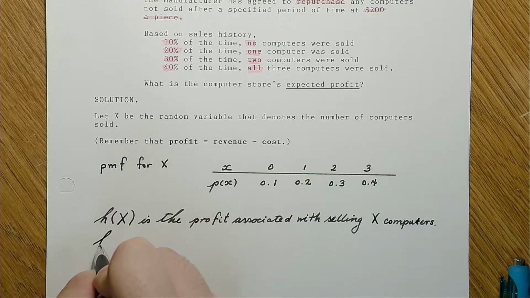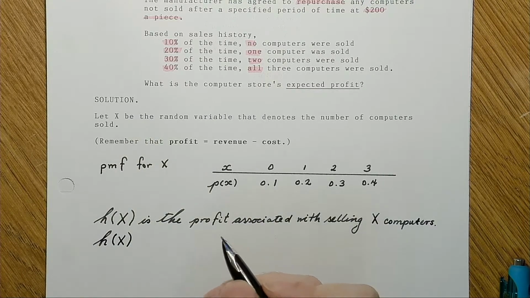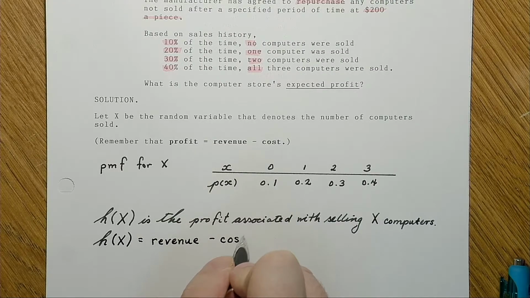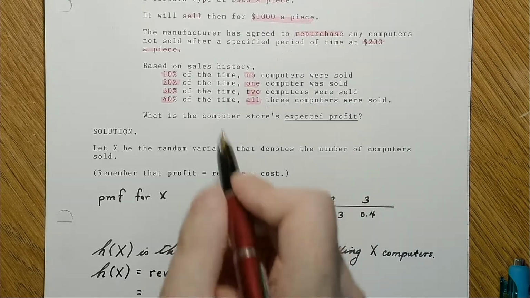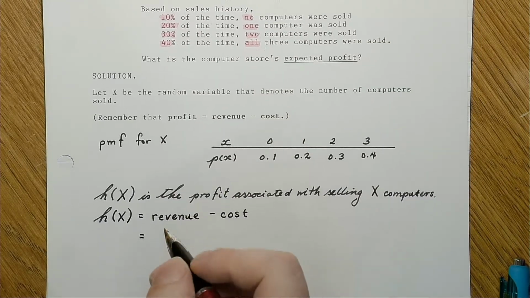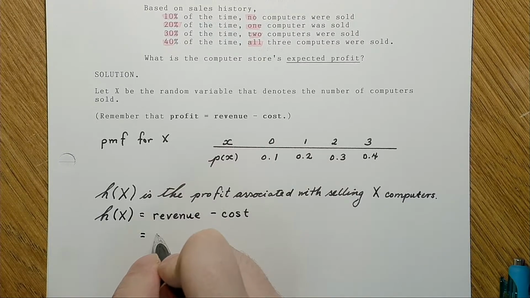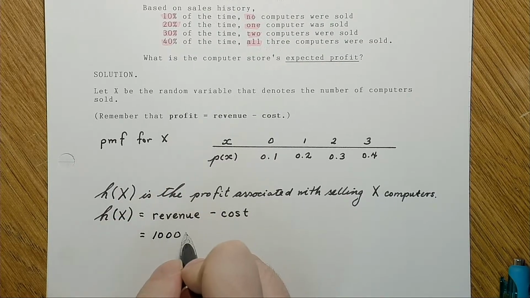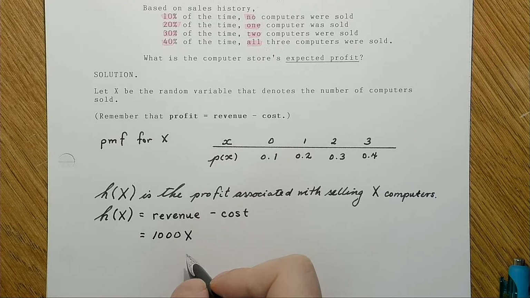So again, we just have to build some of our functions now. Again, this is part of modeling. We have the revenue minus the cost. Now the revenue is they're going to sell each computer for $1,000 a piece. So that's the money that they make from that. Well, they're going to sell it. So there's going to be $1,000 for the number of computers that they sell. So that's 1,000 times X.